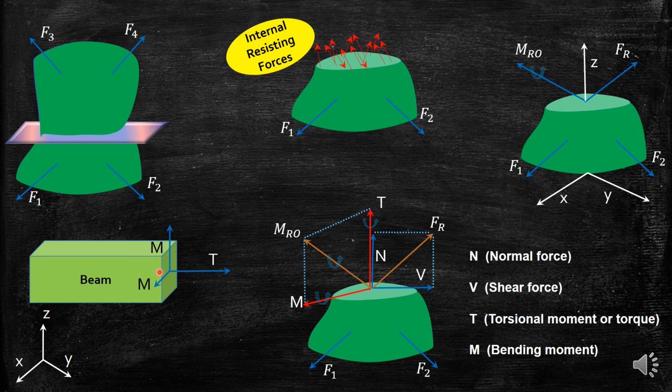And suppose I am applying the force such that the beam is bending in the backward direction, so that will occur about this axis. So this is known as the bending moment. So this is occurring about the axis parallel to the cross-sectional area. So torsion or torque occurs about the axis perpendicular to the cross-sectional area.